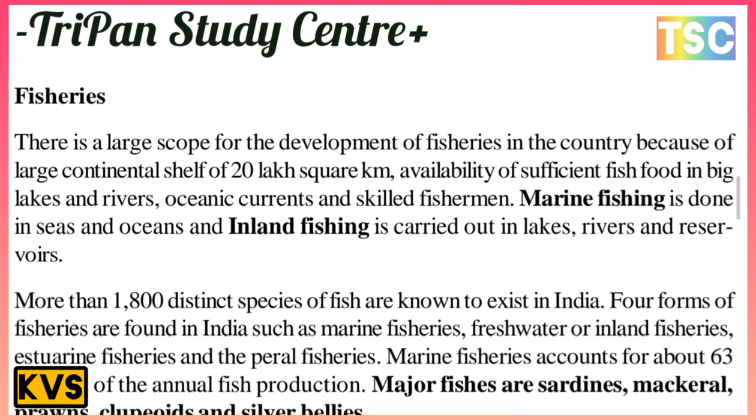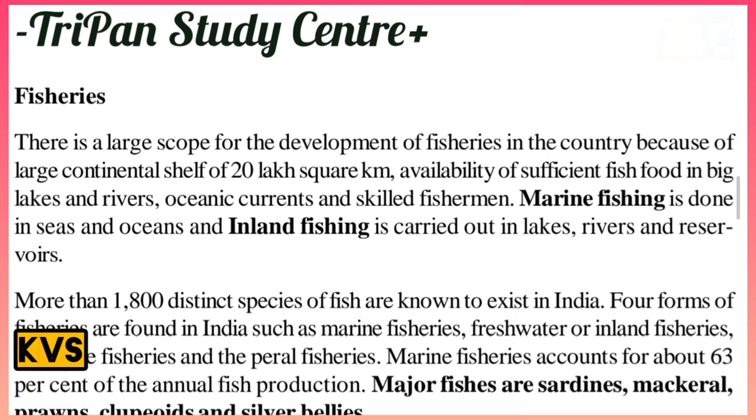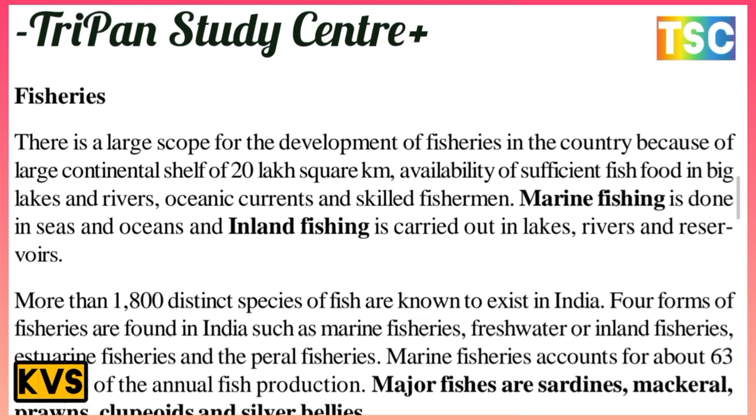Marine fishing is done in the sea and the ocean, and inland fishing is carried out in lakes, rivers and reservoirs. This is important here, and more than 1,800 distinct species of fish are known to exist in India. Four forms of fisheries are found in India, such as marine fisheries, freshwater or inland fisheries, estuarine fisheries and pearl fisheries.